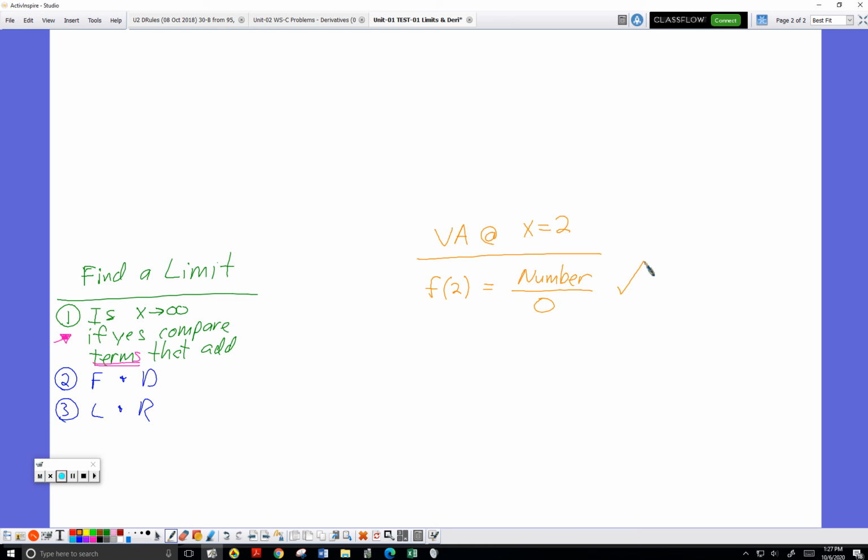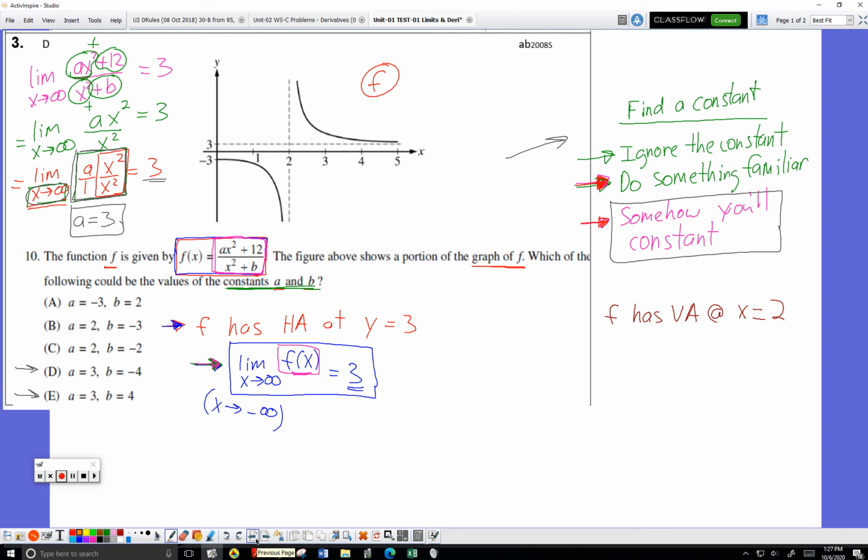But again, it's about connections. You look at the problem, and you say, oh, got it. F has a vertical asymptote at x equal 2. You observe that. There's no flashcard for that. You just look at the picture and notice. Then you have the flashcard memory.